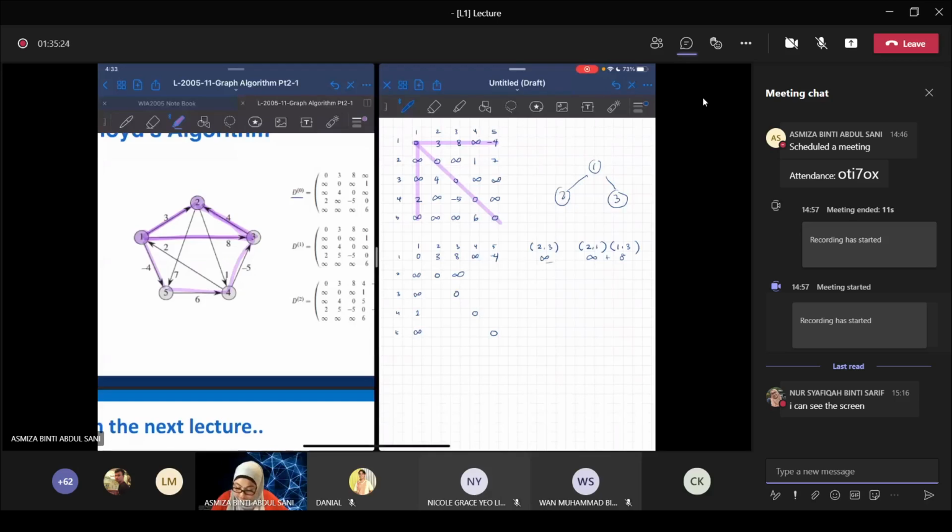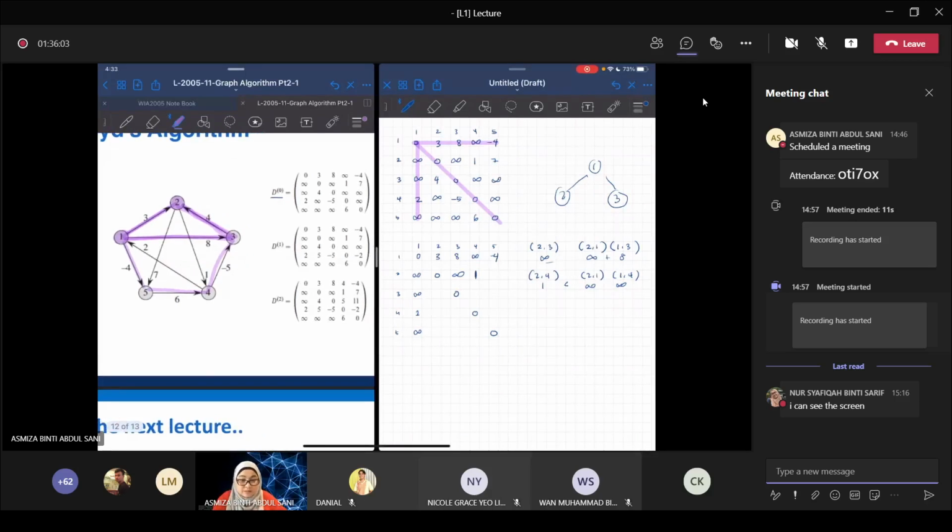And then we go and do it for the next one, which is 2 to 4. So we have 2, 1 and 1 to 4. So what is the value for 2, 4? 2, 4 is 1. 2, 1 is infinity, and 1, 4 is infinity. Right? So therefore 1 is actually smaller than infinity. Then this value should be 1. Are you following so far, class? Do you know what I'm doing right now?